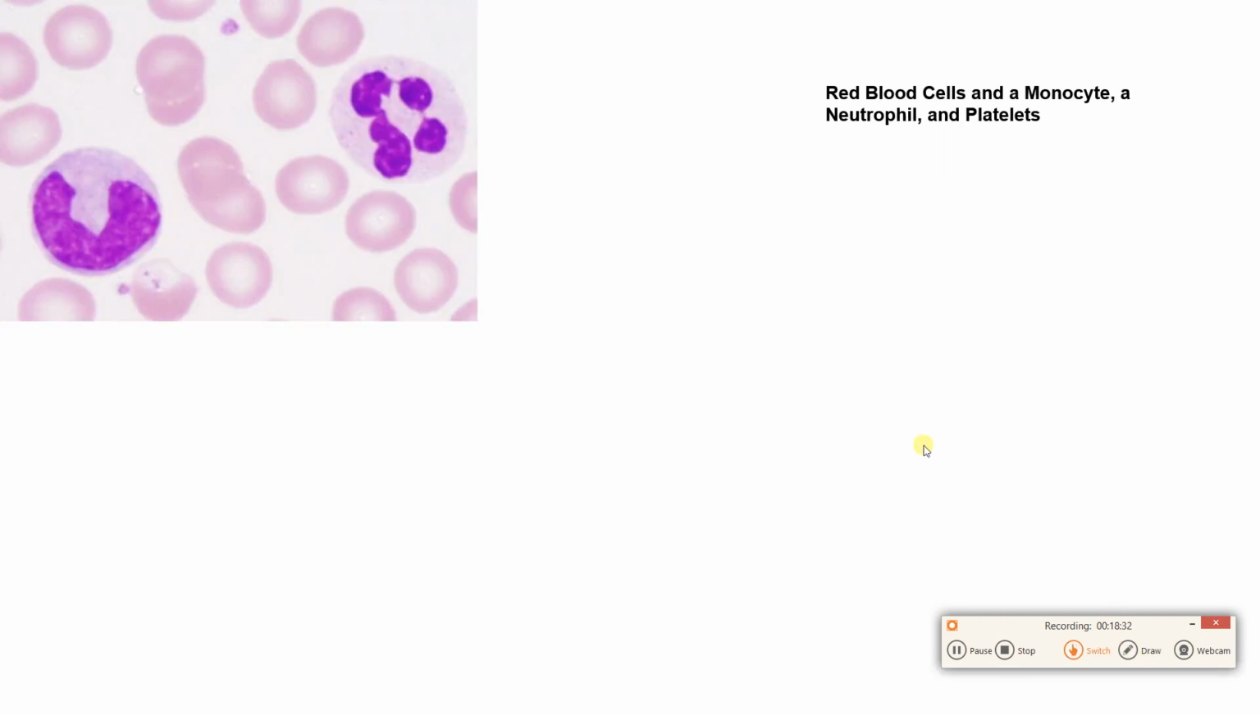Boom, boom. I got a lot of things going on here. Got red blood cells. Got a platelet here, got a platelet here, got a nice multilobulated neutrophil here, and a beautiful monocyte with its characteristic U-shaped nucleus right there. And that is my last slide.